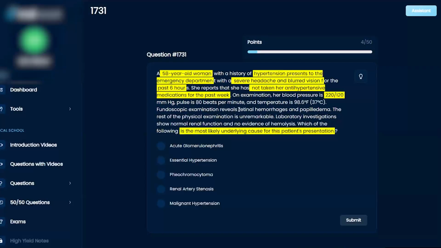Fundoscopic exam reveals retinal hemorrhages and papilledema. The rest of the physical exam is unremarkable. Labs are normal renal function and no evidence of hemolysis.